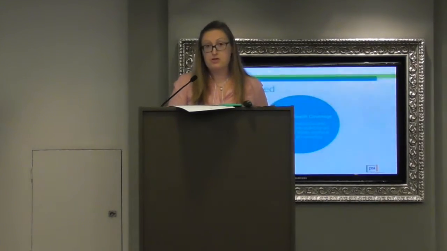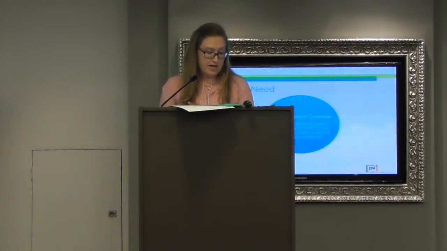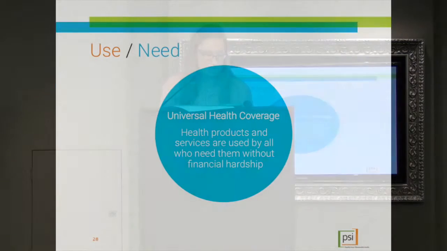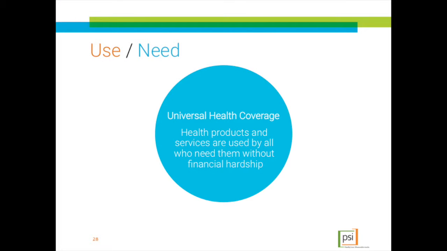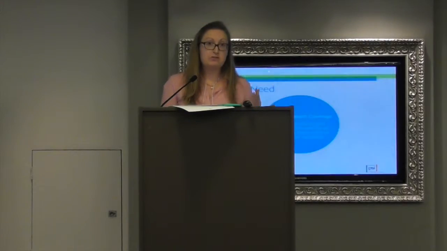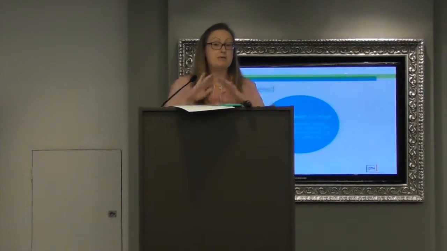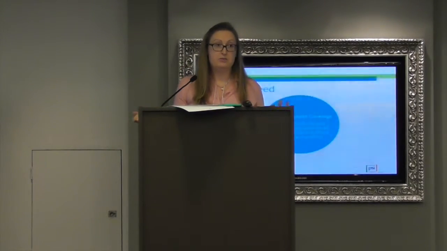So we start with universal health coverage. I think most people have probably heard about universal health coverage. It's about everyone having access to the health care that they need without suffering any financial hardship. And the goal is to get everyone's health needs met in a population with the appropriate use of products and services. So universal health coverage requires us to look beyond what PSI is doing and to think about the entire market.